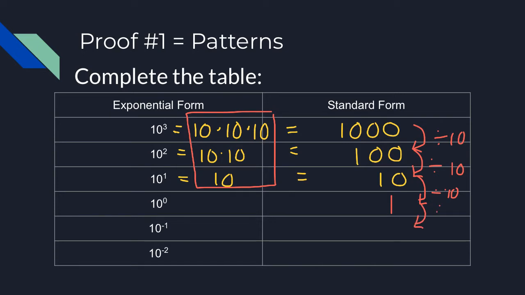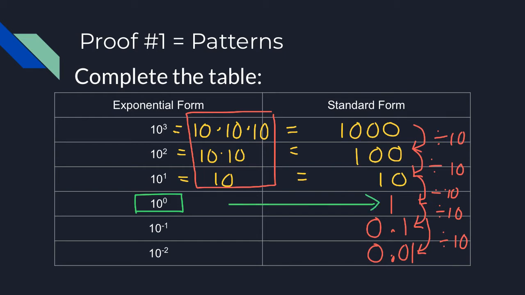1 divided by 10, which is 0 and 1/10. And 0 and 1/10 divided by 10, which is 0 and 1/100. Now something interesting about this one right here. Anything to the 0 power is 1.